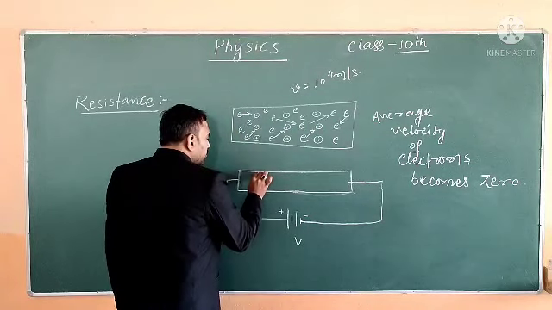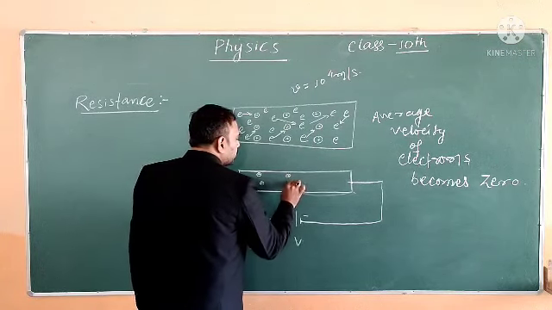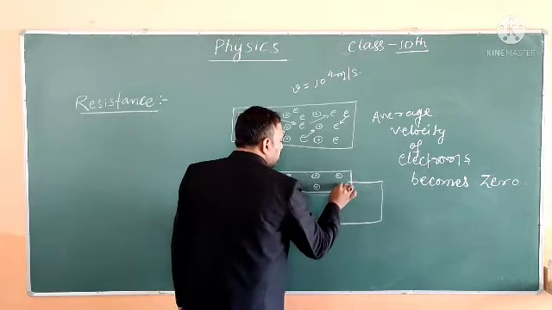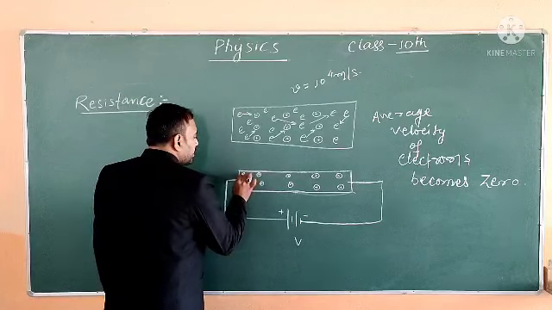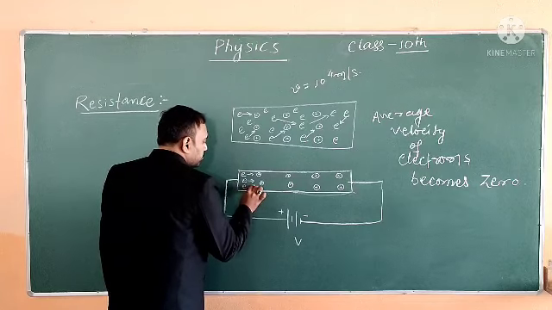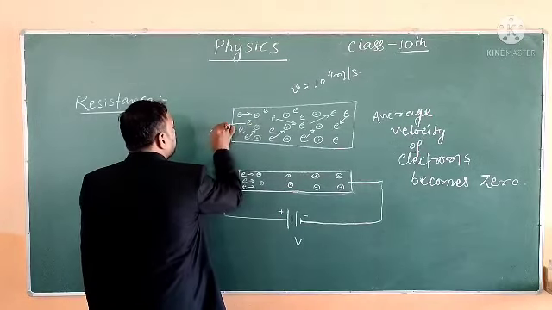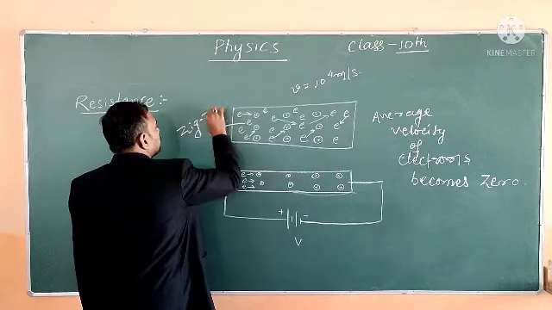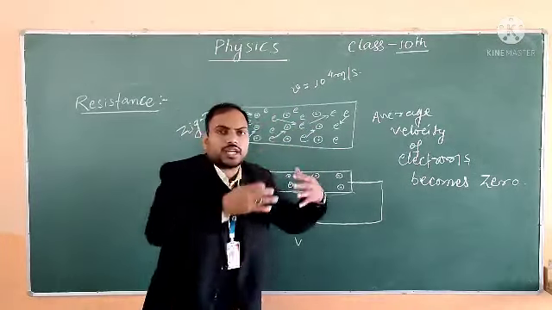Again, the positive ions will be in their place because they don't move. Positive ions will be in their place, but the negative ions, the electrons, will move. They move in an arranged way. Now they will not move in a zigzag motion. Here the electrons' motion was zigzag, random. It was moving here and there and colliding with each other.